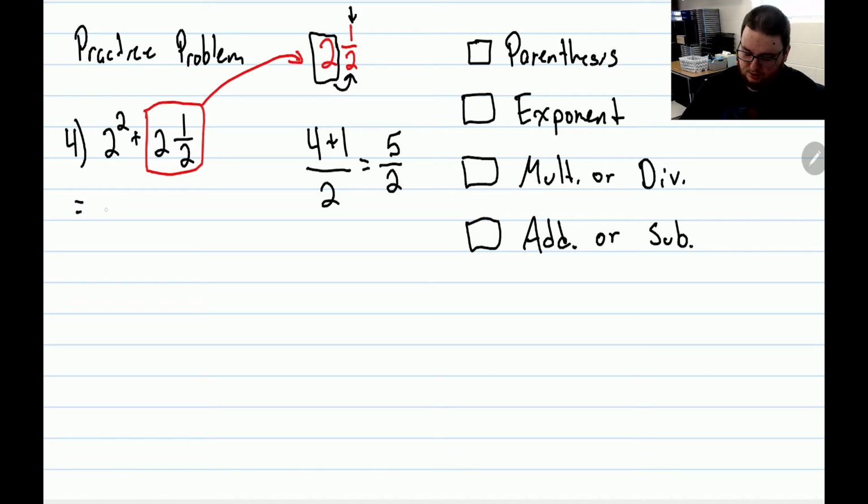So our next step here would be to change the 2 1/2 into 5 over 2. And that gives us our first step. Now we can follow order of operations. So do you see any parentheses? No. Do you see any exponents? Yes. So that's the first thing you do. 2 to the power of 2 means you're multiplying 2 times 2.